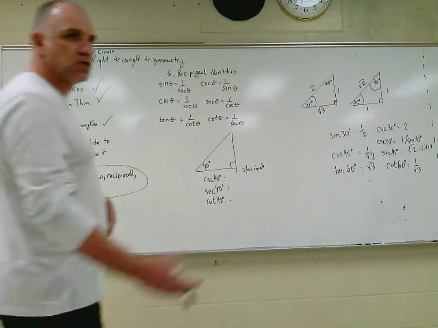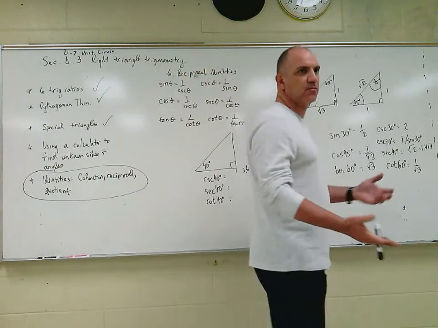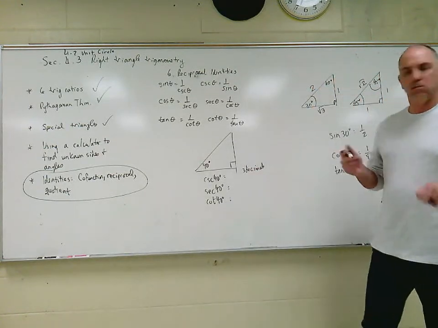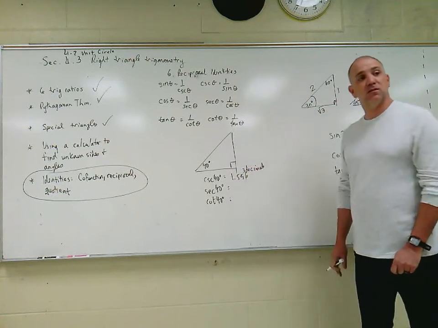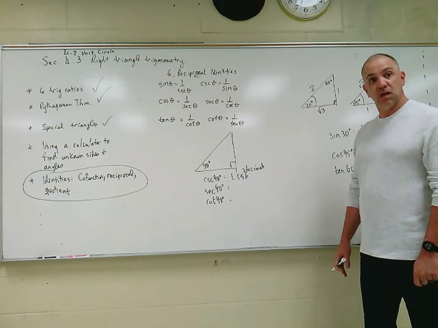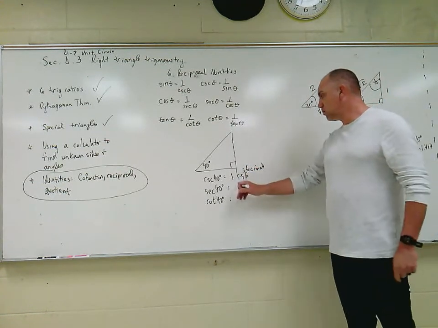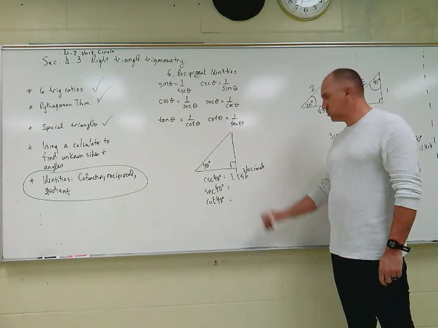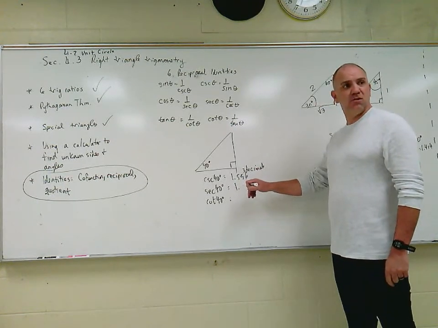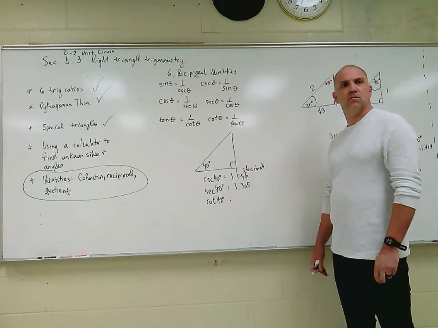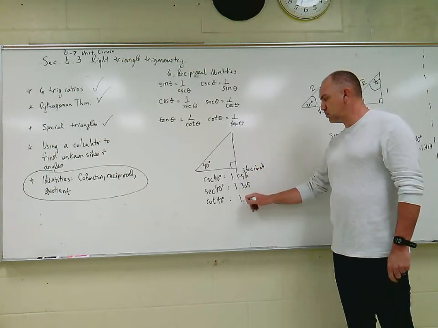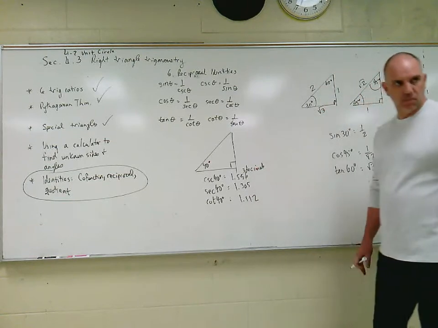Okay, just share with us and we can all check. What did you get for cosecant of 40? I got 1.556. Does it make sense that it's greater than 1? Yeah, because the hypotenuse is on top. What about secant of 40? 1.305. What about cotangent of 40? 1.192. Very good.